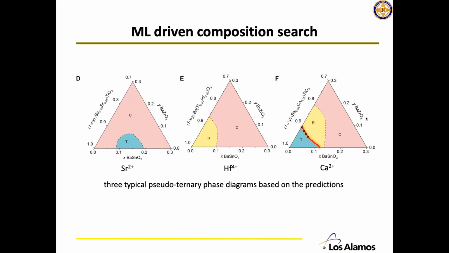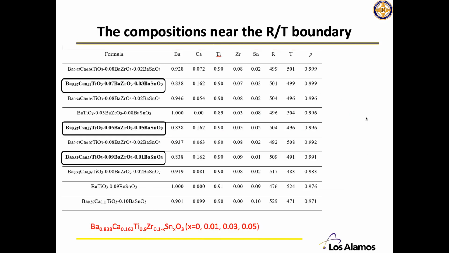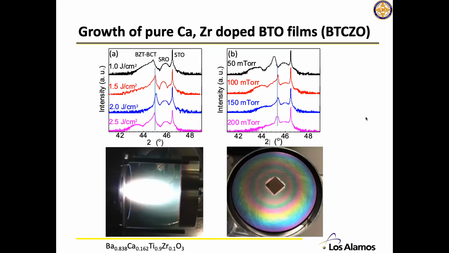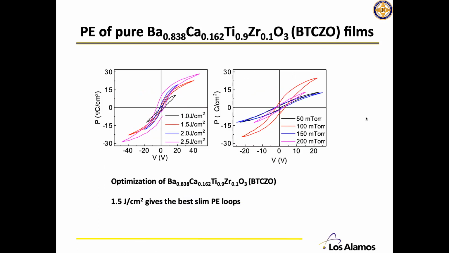Here, we selected one of them which has the RT phase boundary, and this is the 0 doping. We select 4 samples with different dopings: 0, 1%, 3%, and 5%. By using these 4 samples, we can grow films and see what we can get. We selected 3 dopings, and we're going to grow the films. So we calculate the position, and we'd like to optimize the growth condition. Here we show you that we optimized laser energy and also oxygen pressure. As you can see, most of them behave like a normal ferroelectric, like the bulk compound.